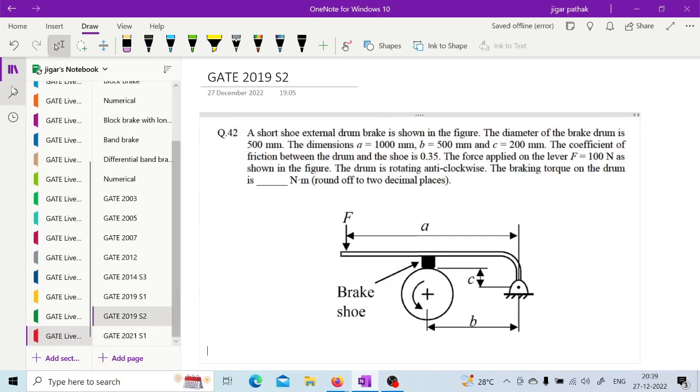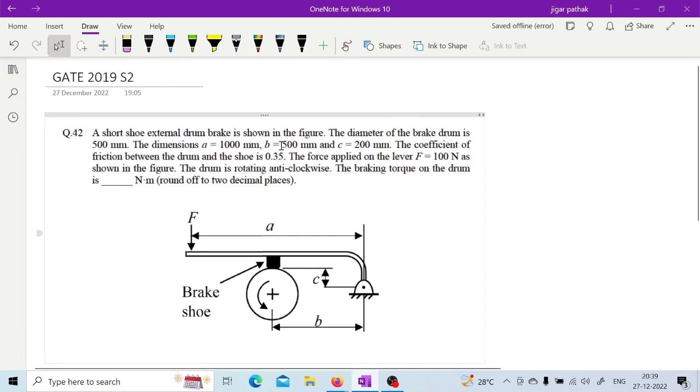Next is a short shoe external brake, shown in the figure. The diameter of the brake drum is 500. A is this, B is this, C is this. The coefficient of friction and all the other data are provided, right? The drum is rotating anti-clockwise. I guess you can do this. It is simple only, right? All the data are provided.